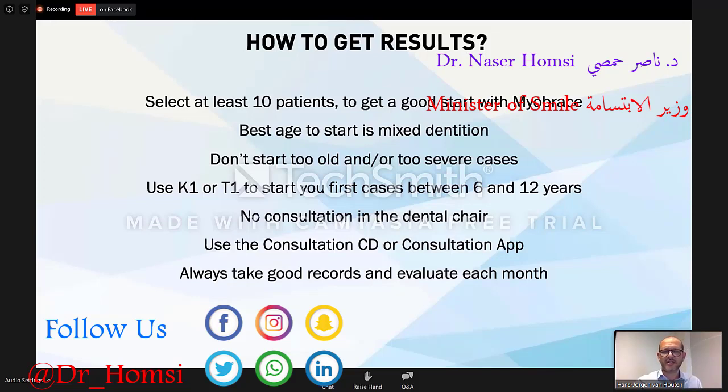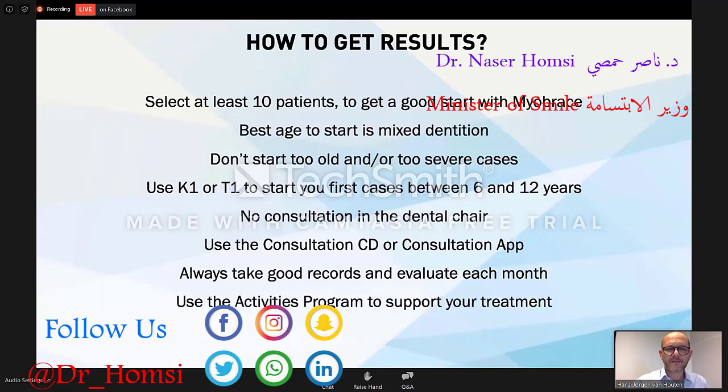Always take the pictures, show them what is happening, show the evaluation, show the patient what he expects. Use the activities program to support.